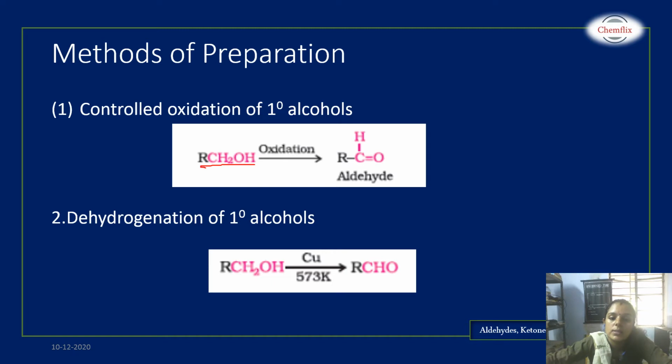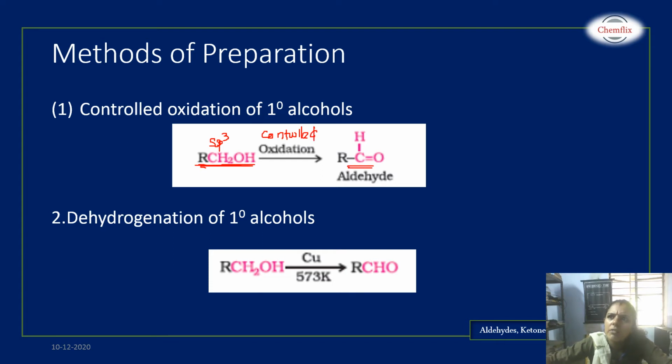You can see here RCH2OH. This is a primary alcohol. Here you can see an sp3 hybridized carbon atom, and an OH group is attached to it. This primary alcohol undergoes controlled oxidation, and you will get an aldehyde.